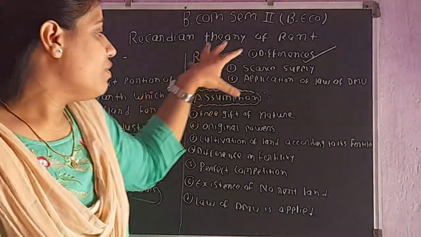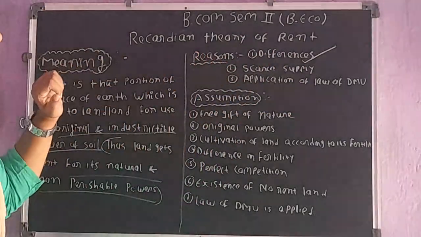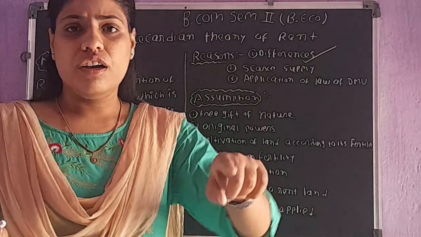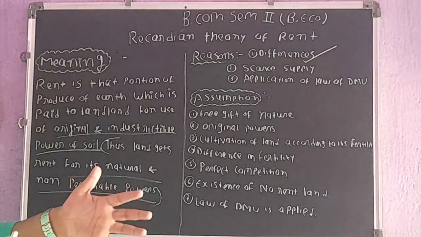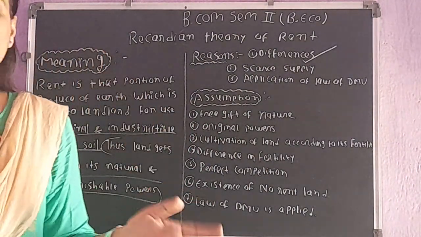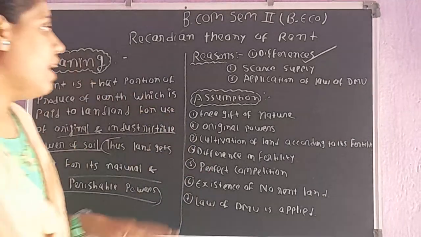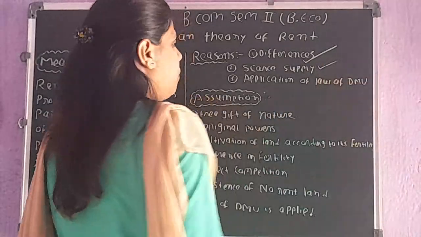So that is why, when we talk about the reasons for the emergence of rent, differences of land is also considered over there. Okay, differences of land is one of the reasons for the emergence of rent. After that, scarce supply.